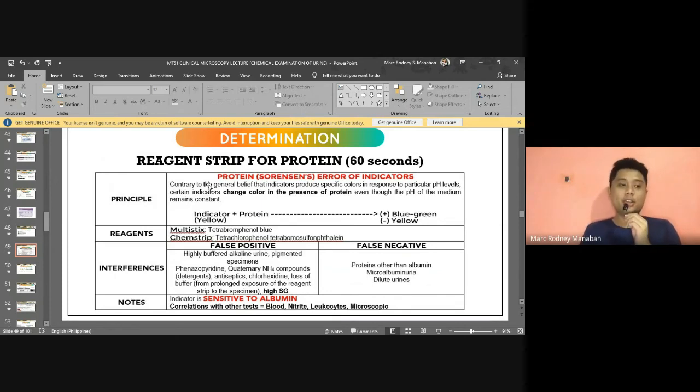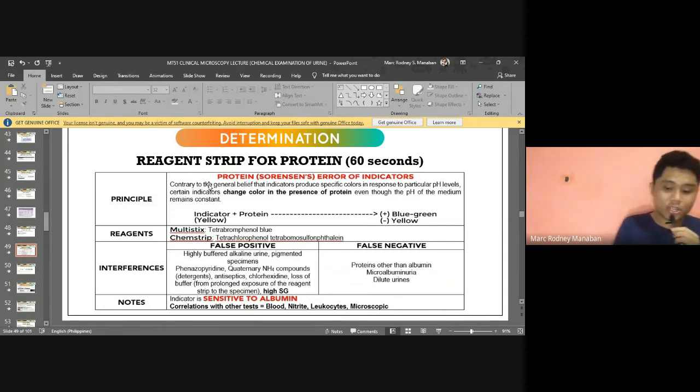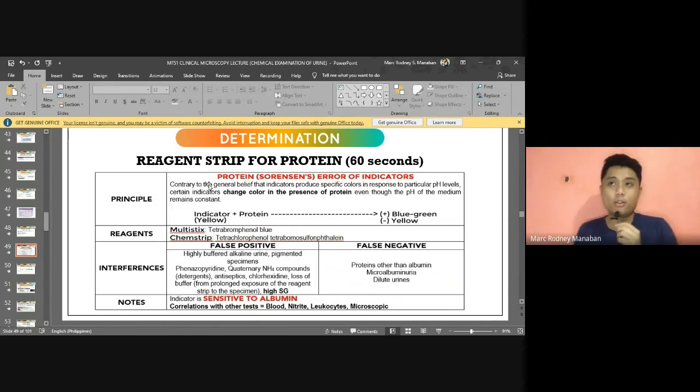And dilute urine. We say dilute urine, right? Your protein concentration is affected by water hydration. So if your urine is dilute, it is possible that only a small amount of protein can be detected on your strip. Notes again: the indicator is sensitive to albumin primarily, so it's possible that other proteins will not be detected. And correlations with other tests, of course: blood, nitrite, leukocytes, and microscopic. We look at the different correlations to other tests.